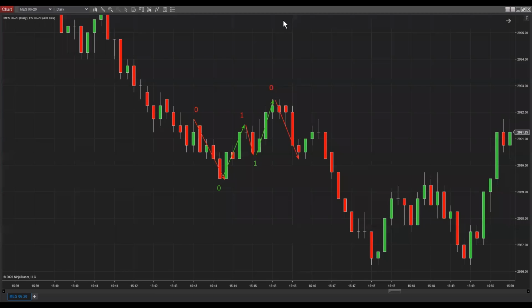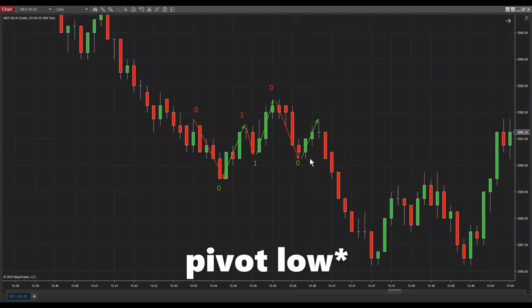On this next up leg, we will see right here, as this candle breaks the previous candle's high, this count will also reset back to 0 because this pivot high is lower than this pivot high. For the up legs, the count resets when the pivot low is lower than the previous pivot low.